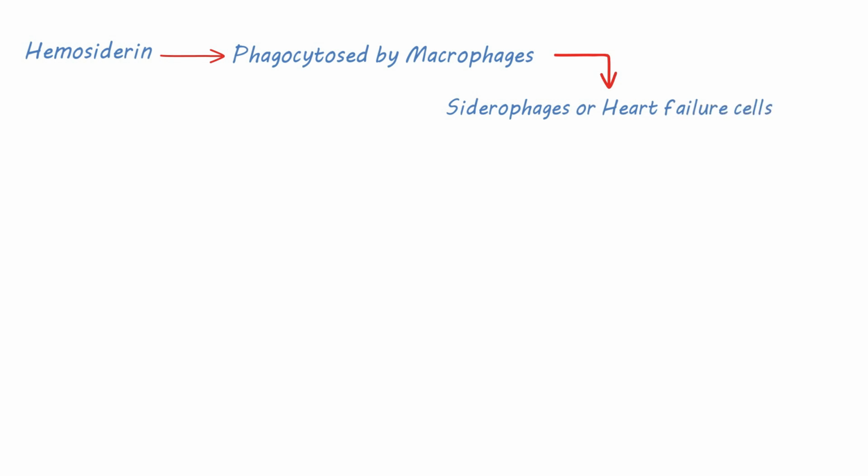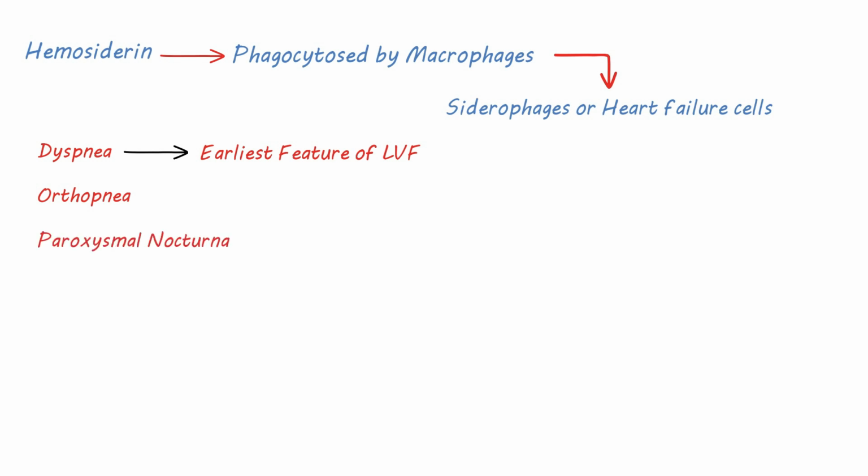The alveolar fluid impairs gaseous exchange, giving rise to breathlessness or dyspnea, which is the earliest feature of left ventricular failure, orthopnea, which means dyspnea on lying down, and paroxysmal nocturnal dyspnea, meaning dyspnea at night. There is also presence of Kerley B lines on chest X-ray due to transudate in the interlobular space.